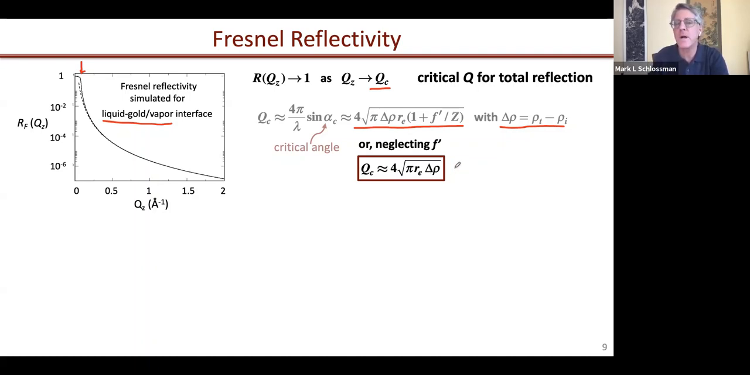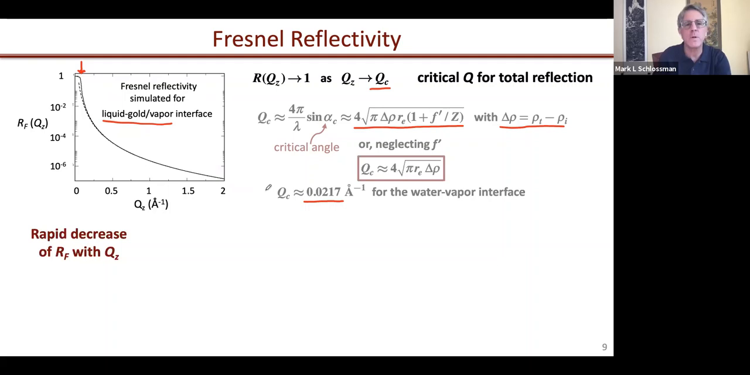In the case of a liquid vapor interface, of course, delta rho is just the electron density of the lower phase, because the electron density of the vapor is basically 0. And you could calculate the critical Q for a water vapor interface. For many of you who are interested in doing experiments on water surfaces, this is a useful number to know. It's about 0.02 inverse angstroms. Of course, this critical Q goes as the electron density. So for something like liquid gold, which has a much higher electron density than water, you expect QC to be higher. And it turns out that this critical Q up here is something like 0.07.